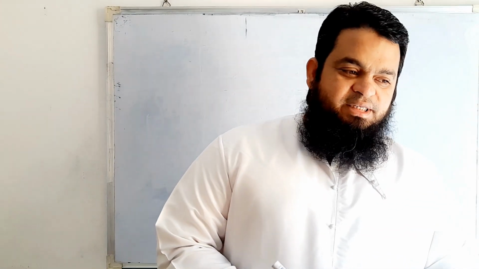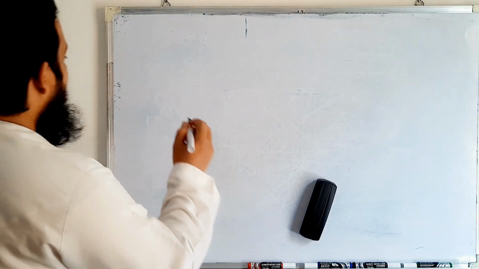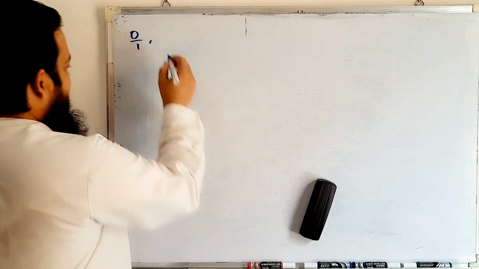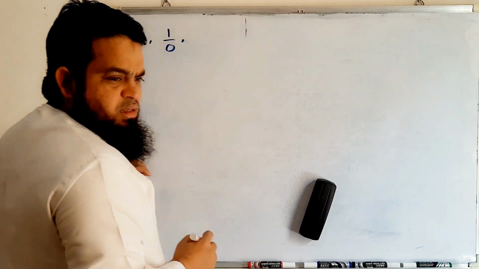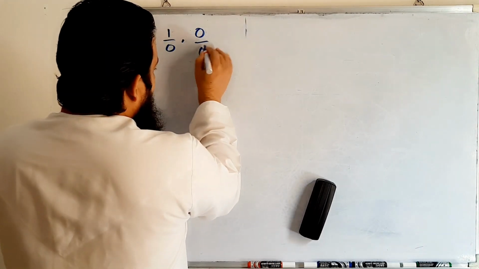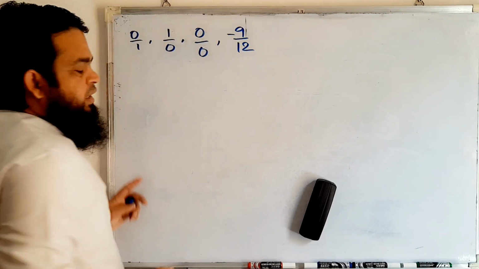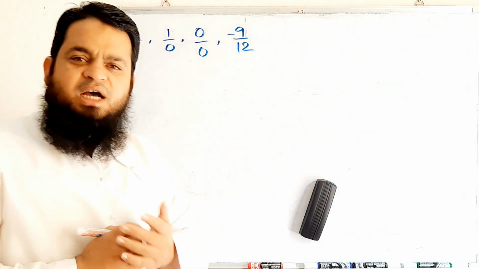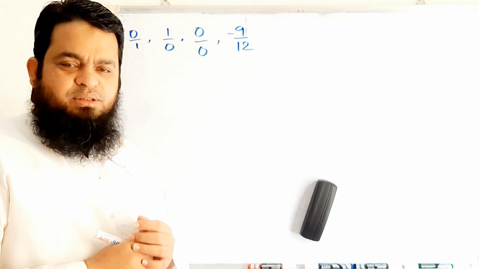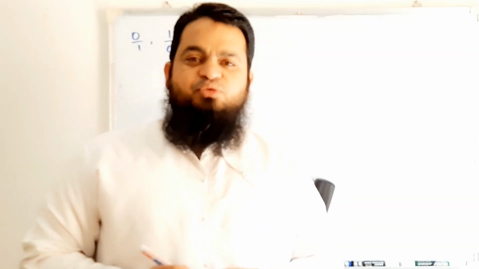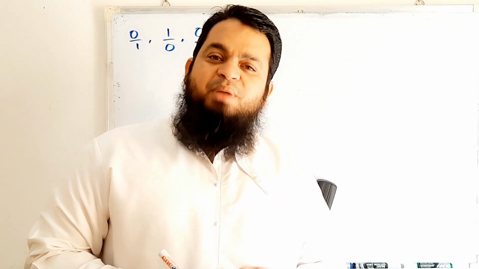Yeah, the first question was, which of the following is a rational number? He has given so many: 0 by 1 and 1 by 0. Next, 0 by 0, minus 9 by 12. See here, he is asking which of the following are rational numbers. See, rational numbers, yes. What are rational numbers? The numbers which can be represented in P by Q form.